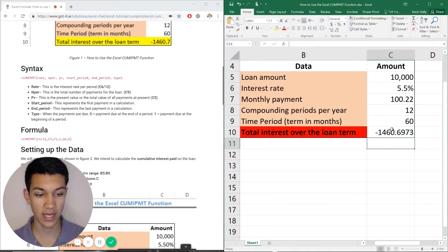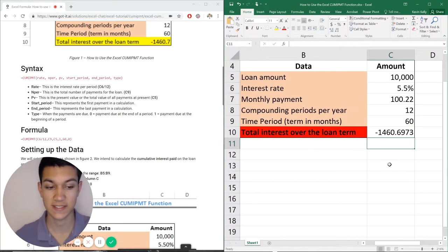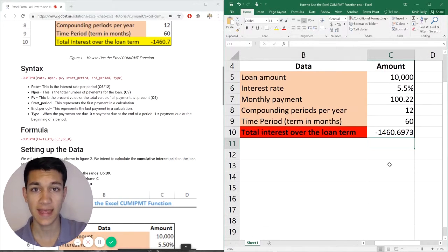And so we owe, it just says negative because that's a representation that you owe it. It's not money coming in, it's money going out. So you owe $1,460.69, about 70 cents. And that, in a nutshell, is the formula.